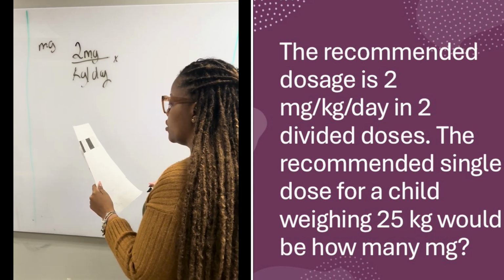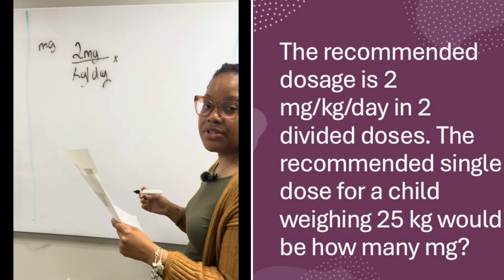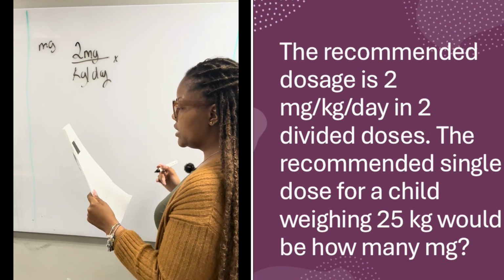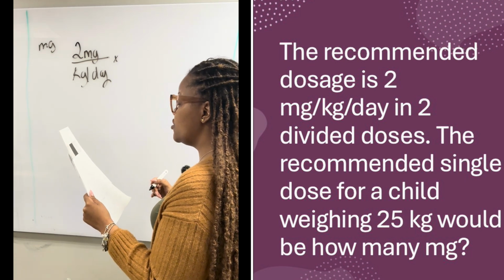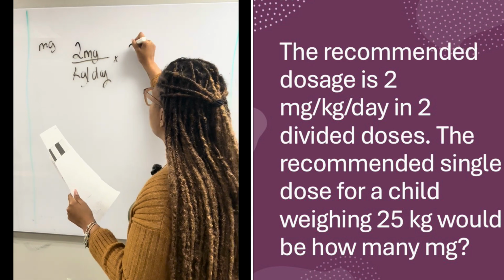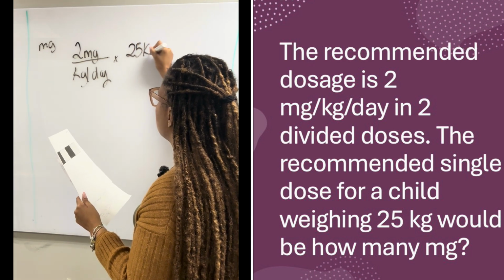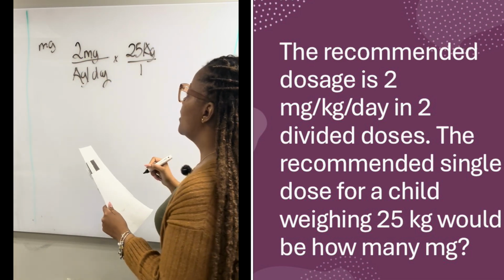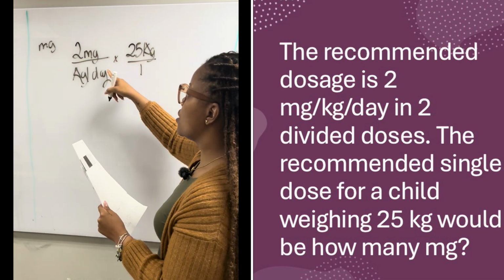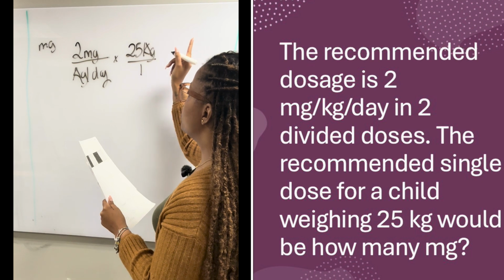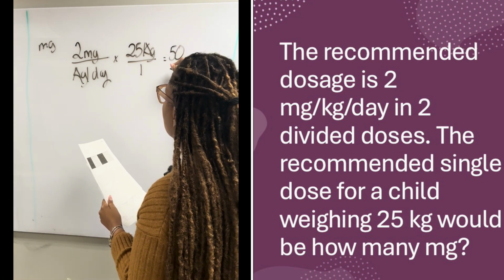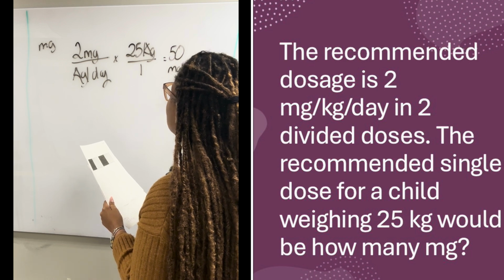All right. So we want to be left with mgs per basically dose. So let's go ahead and get kgs cancel out. So it says that the child weighs 25 kgs. Put that over 1. So we're left with mgs per day. So we're going to do 2 times 25, and then we'll get 50. So we'll get 50 mgs per day.